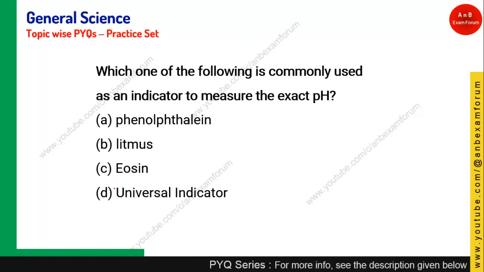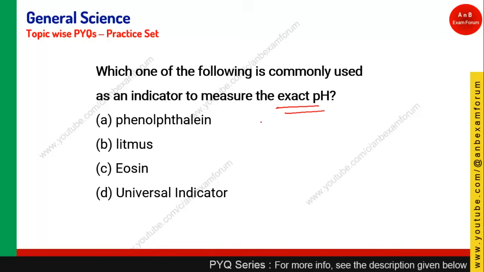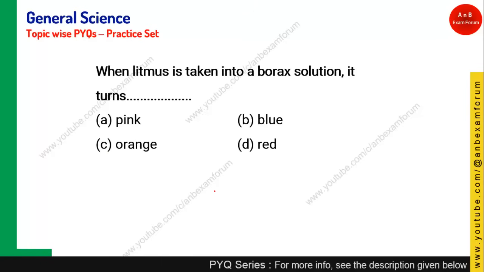Which one of the following is commonly used as an indicator to measure exact pH? Remember, it is the universal indicator. It is not the synthetic indicators, not the natural indicators. The universal indicator is used to measure the exact pH, and in the theory classes we have seen all such pointers.